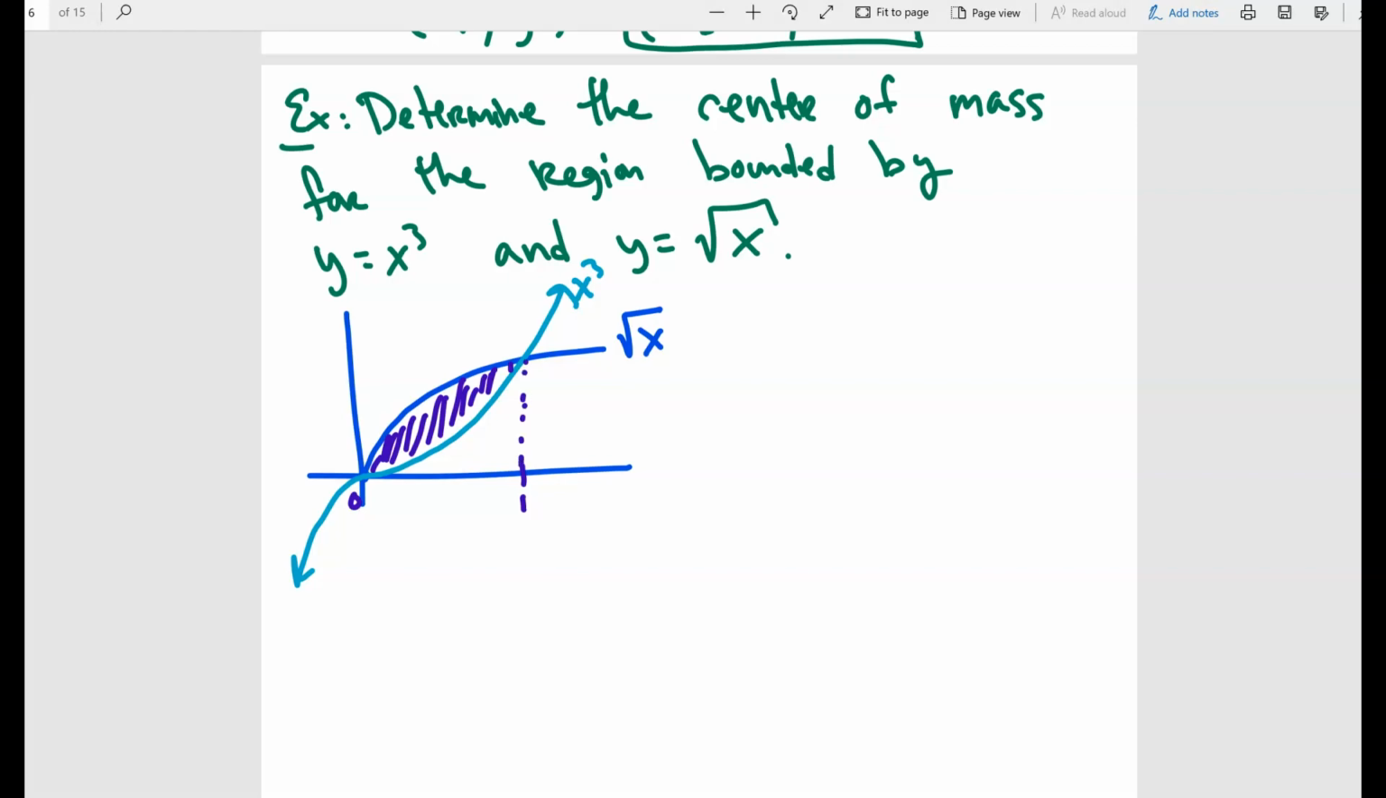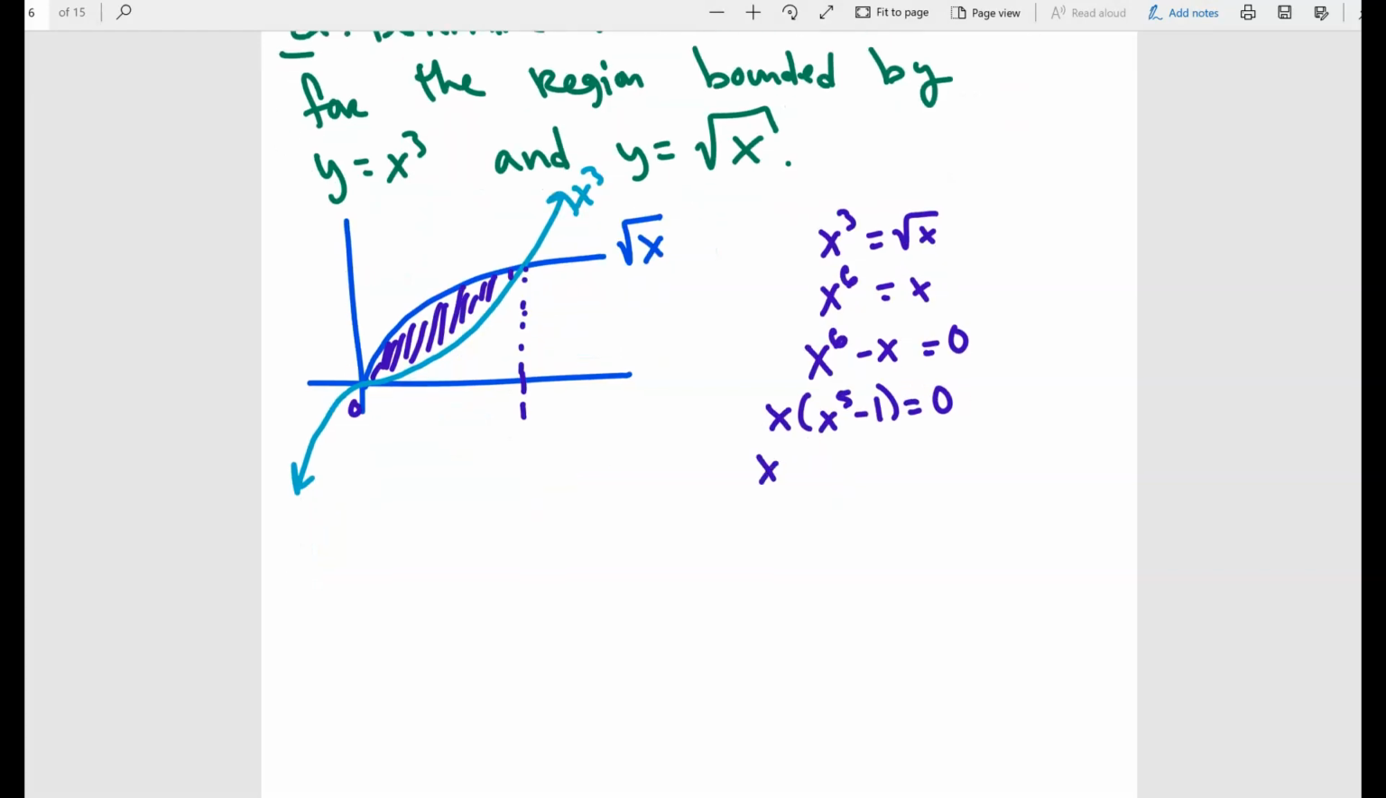If you don't know, one way that you can do it is just set them equal to each other. x cubed equals square root of x. Square both sides. You're going to get x is equal to x to the power of 6. When I move it over, I'm going to have x to the 6 minus x equals 0. I'll factor out an x: x times (x to the 5th minus 1) is equal to 0.